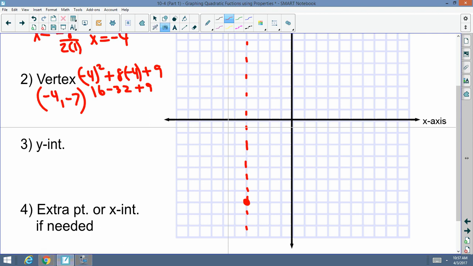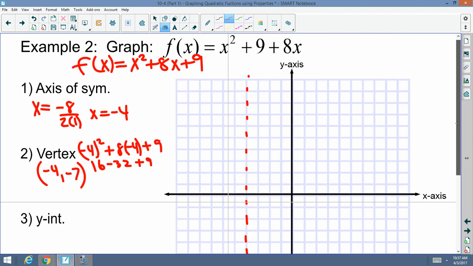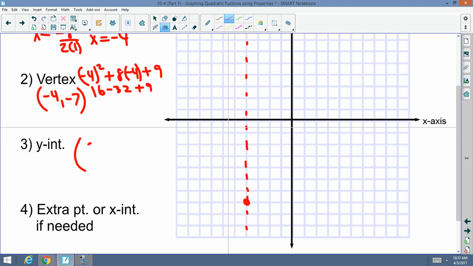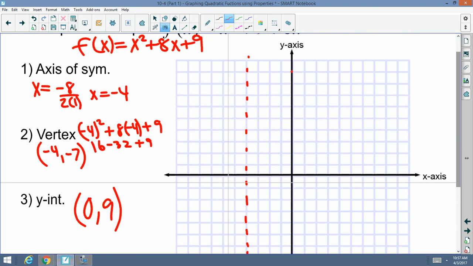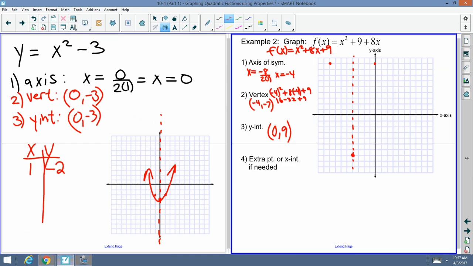My y-intercept is 9. So (0, 9). My y-intercept. So I've got (0, 9). And that's 1, 2, 3, 4 to the right. So go 1, 2, 3, 4 to the left. And voila. Done. Now, I want to go ahead and do the x-intercepts just so you can see where this is going.